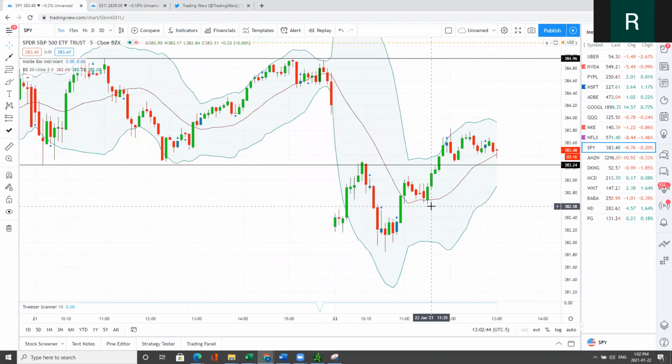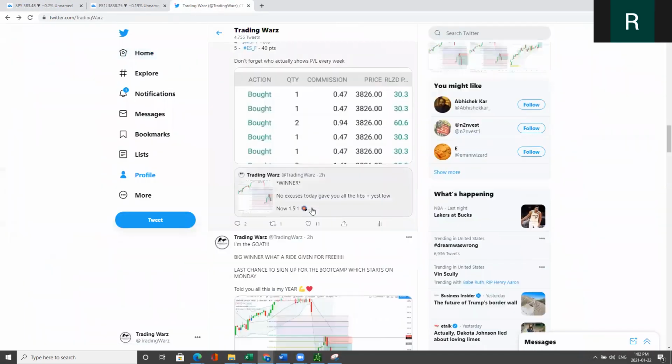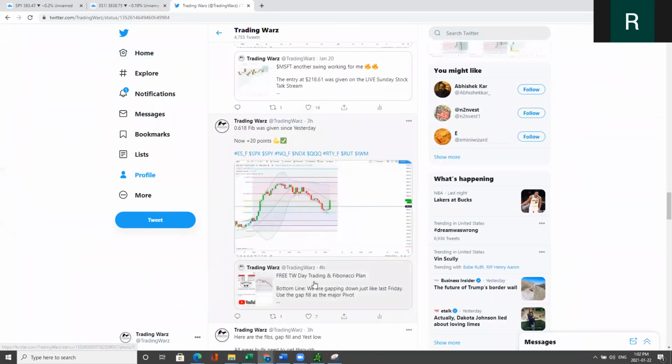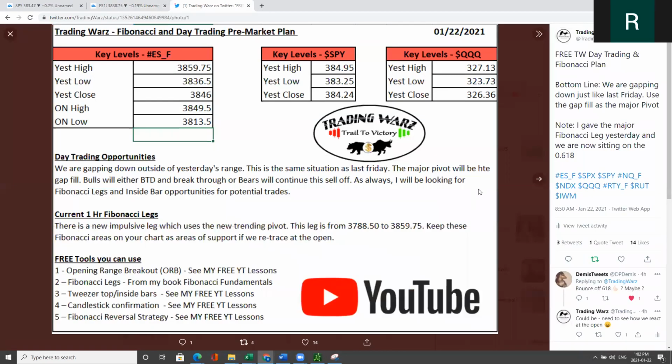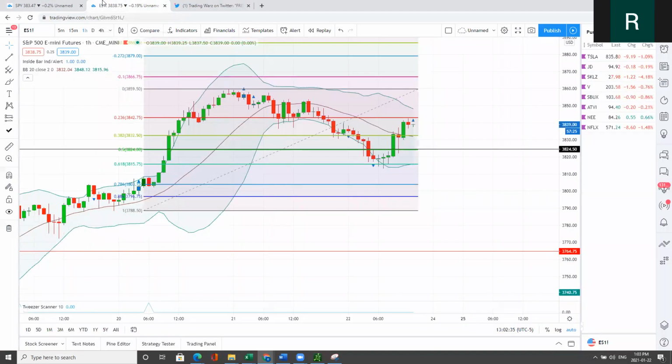And then the next setup, let's talk about the other thing that I mentioned. Coming into the day, I mentioned that we are actually against the 618 on the hourly. Every day I post these free pre-market plans. And what I said here was we are up against the 618 of this hourly chart pullback. And what we had today, if we now look at ES here, you see we had a great bounce of about 30 points from the 618.